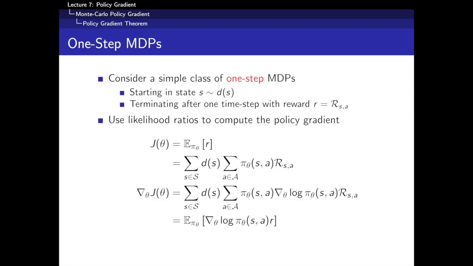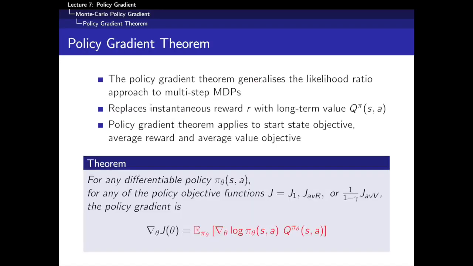Okay, so we want to do the same thing in multi-step MDPs, not just these one-step things. And to do that, we actually just need to do one trick, which is to replace the instantaneous reward that we had. So we were multiplying the score by the immediate reward. To do a multi-step MDP, all we need to do is replace this immediate reward with the value function, the long-term reward. And that actually turns out to be the true gradient of the policy. The policy gradient theorem tells us precisely what that means.